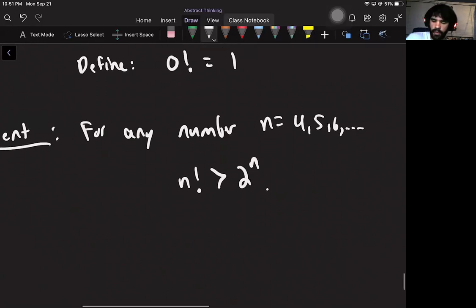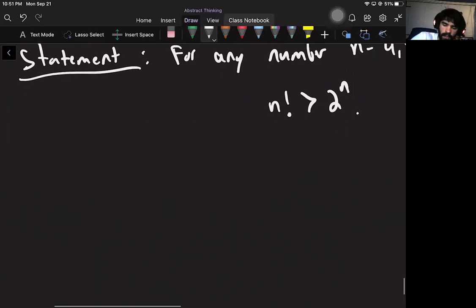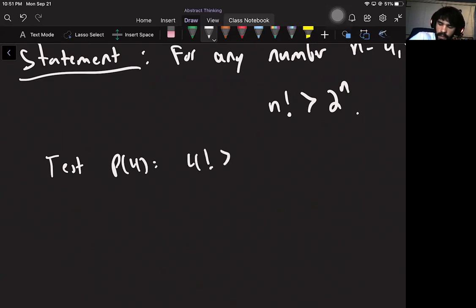So again, before you even start the proof, you can start testing. So like P of 4 would be saying that 4 factorial should be bigger than 2 to the 4th. 4 times 3 times 2 times 1. What is that? 2 to the 4th.